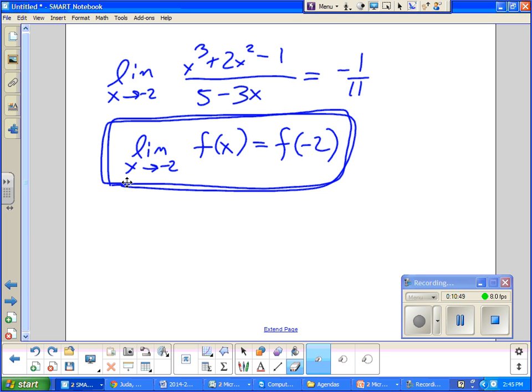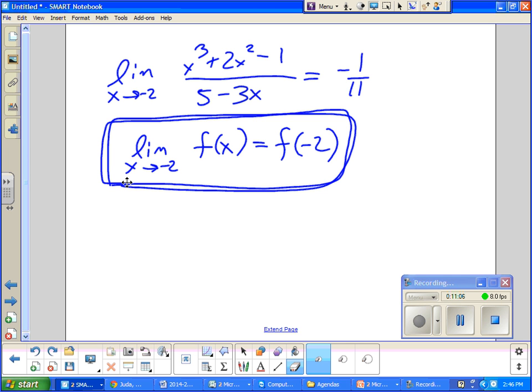In fact, what kind of function is f of x? What kind of function is this? A rational function. All right, that's right. You'll get better. It's a rational function. We've never done this. Listen, it's a rational function.